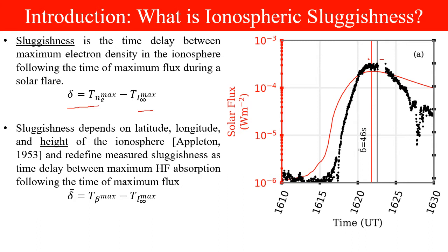And this is the height integrated data of the absorption. So we typically measure it as delta bar, not the delta. So that is the difference between the measured sluggishness and the default definition of sluggishness.